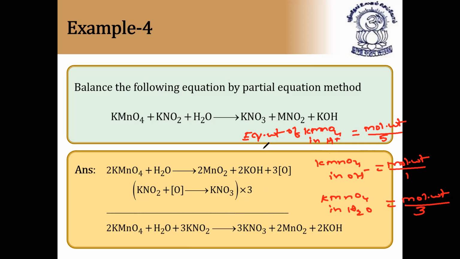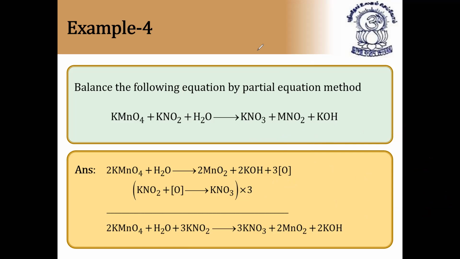So the equivalent weight of potassium permanganate in acidic medium is equal to how much? The equivalent weight of potassium permanganate in basic medium is equal to how much? The equivalent weight of potassium permanganate in neutral medium is equal to this much. And also they'll ask the equations. All the equations are important. So the intermediate formed in the potassium permanganate reactions is nascent oxygen. Nascent oxygen. I hope it is clear. Very, very important concept.